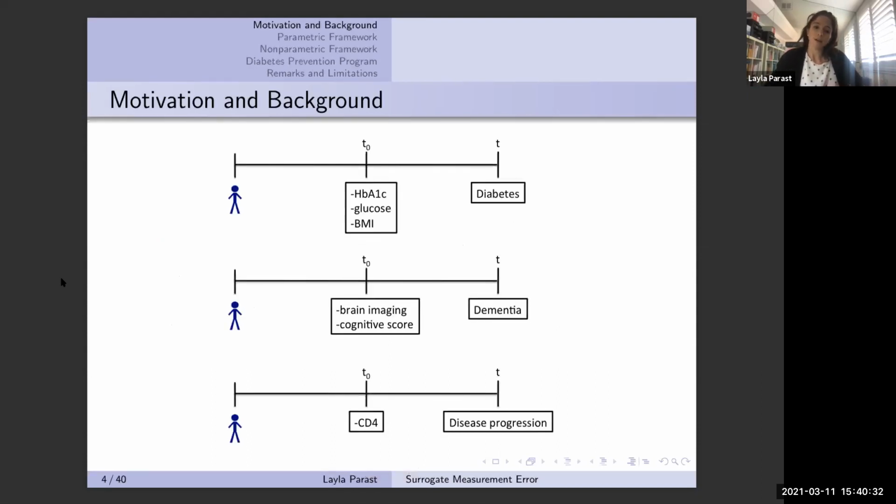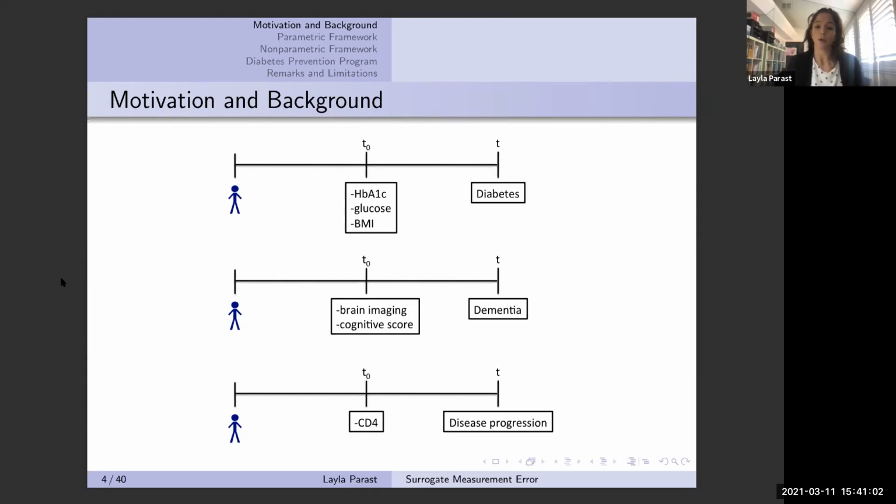So these are just a few examples. In the first example, the primary outcome of interest is a diabetes diagnosis. And so depending on the patient population, you may have to wait a very long time in order to observe enough diabetes diagnoses to have sufficient power to test for treatment effect. So some potential surrogate markers of interest might be hemoglobin A1C or fasting plasma glucose or BMI.